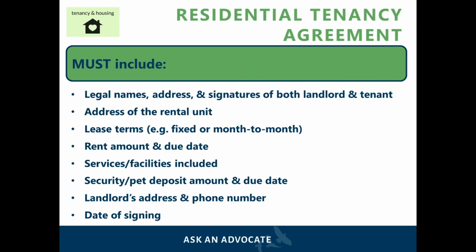There are, however, a few mandatory items that must be included in the residential tenancy agreement, and a few of those things include the legal names, addresses, and signatures of both the landlord and the tenant, the address of the rental unit, the agreement terms, the rent amount and due date, the services or facilities included in the tenancy, the security or pet deposit amount and its due date, the landlord's mailing address and phone number, as well as the date that the agreement was signed.